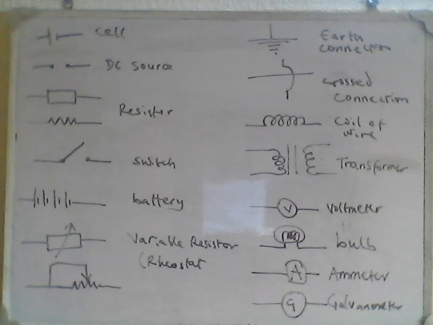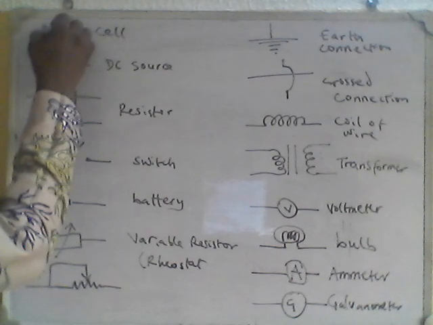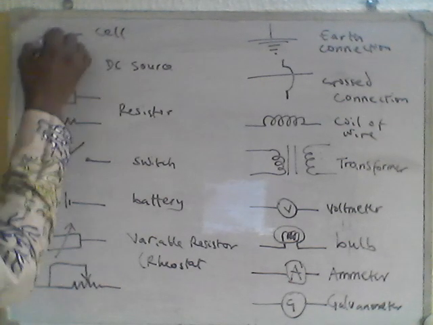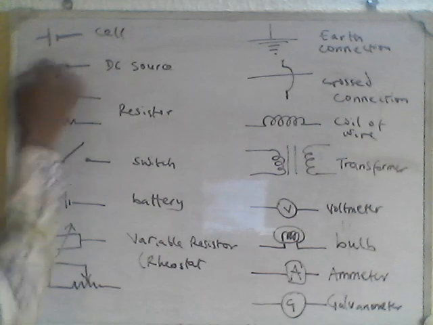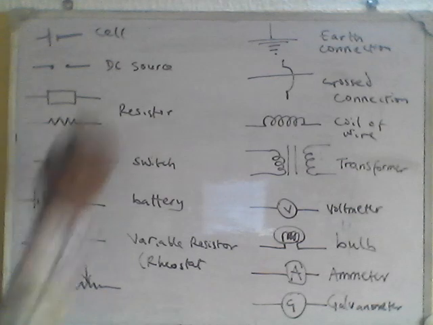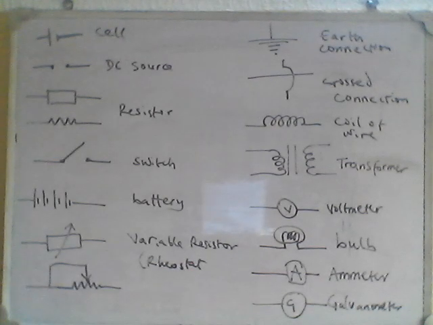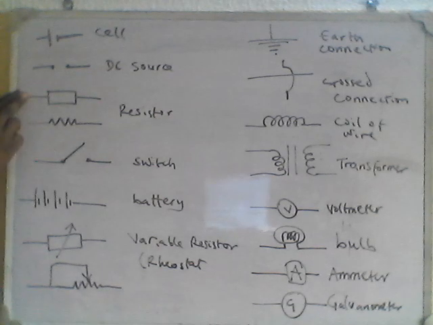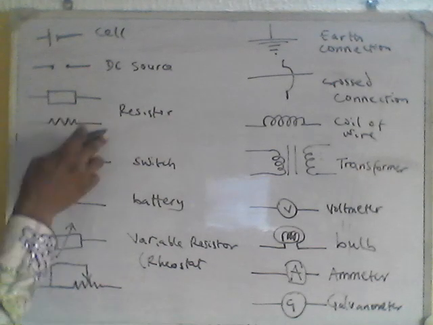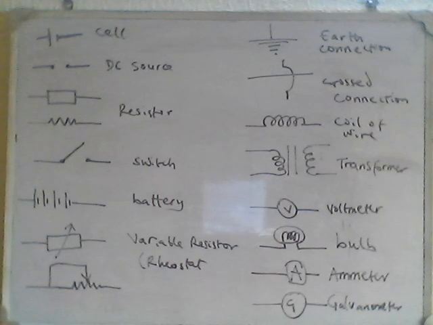Okay, so we have all the components that you can see in an electric circuit diagram. Here we have the cell. The cell is just like a small voltage source. Then you have the DC source. If you see this symbol, it means it's a DC source, meaning that only direct current is produced. Now this is the resistor. Either you see it in this way or in this way. Like I said, resistance is measured in ohms.